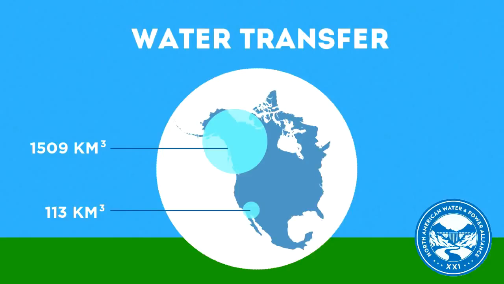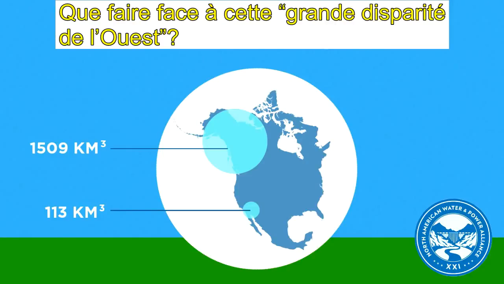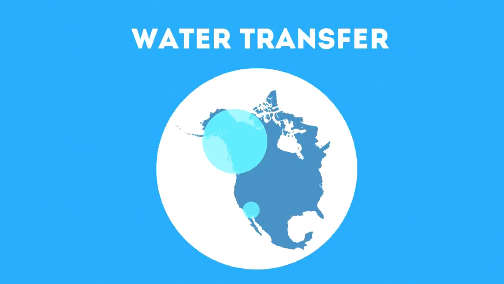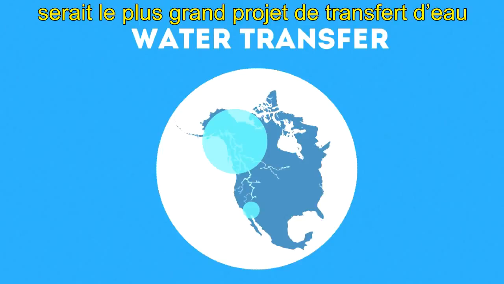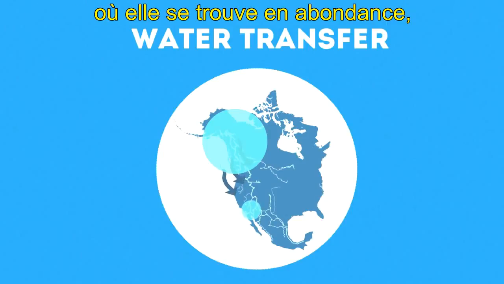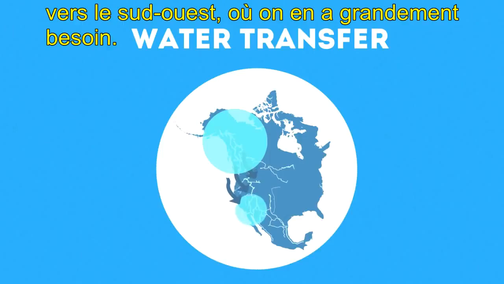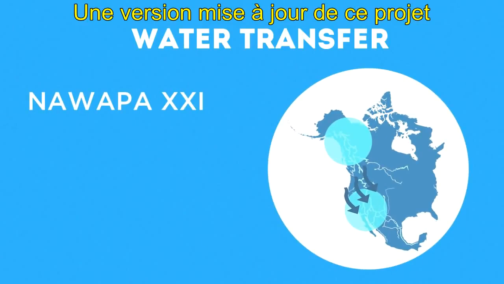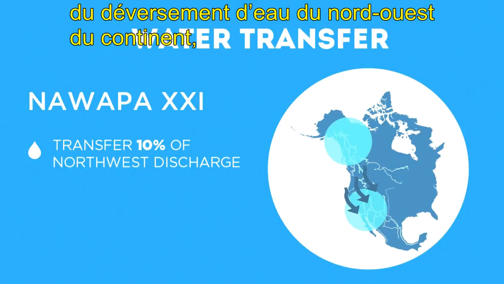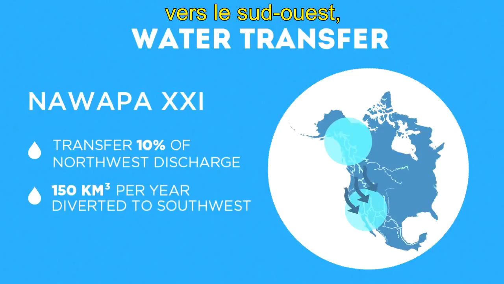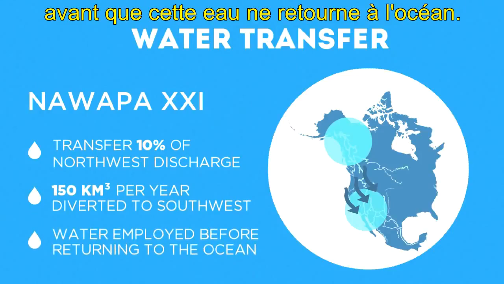How can we address this great western discrepancy? The Nawapa 21 project would be the largest water project in world history, diverting water from the northwest, where it exists in abundance, into the southwest, where it is desperately needed. An updated version of the program could transfer roughly 10% of the northwestern discharge, 150 cubic kilometers per year, down throughout the southwest, before that water returned to the ocean.